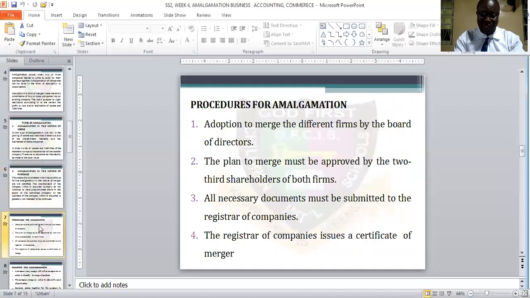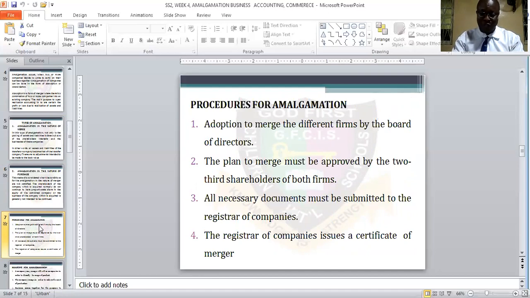So that is the types of amalgamation accounting. Let us look at the procedures for amalgamation. One, adoption to merge the different firms by the board of directors. So it must be from the opinion of the board of directors to merge company A and company B together to become AB company.